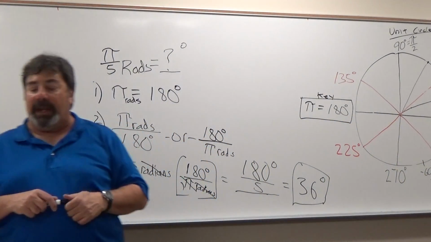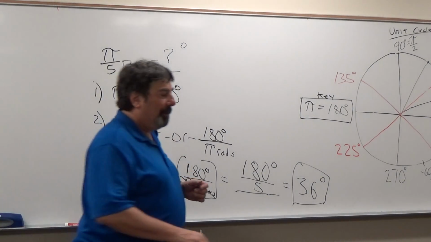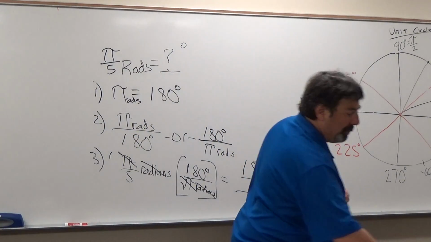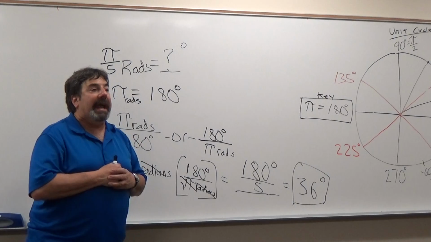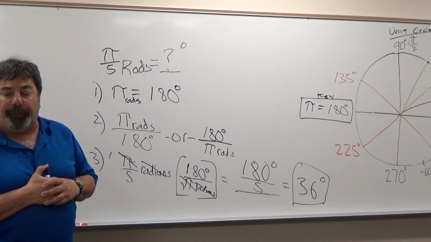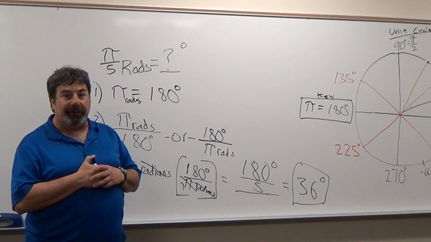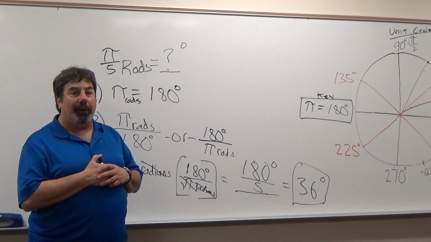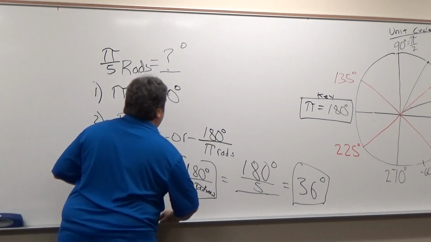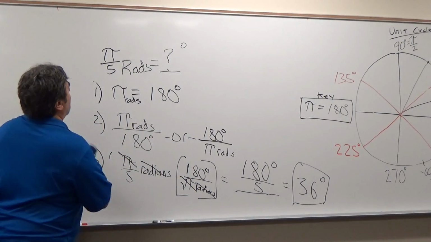All right. Now we're going to do one last problem. The next problem on our handout, we're going to convert negative 4 pi radians to degrees. This one's a little trickier. Okay, negative 4 pi radians to degrees. Let me erase what we have here and get it ready.